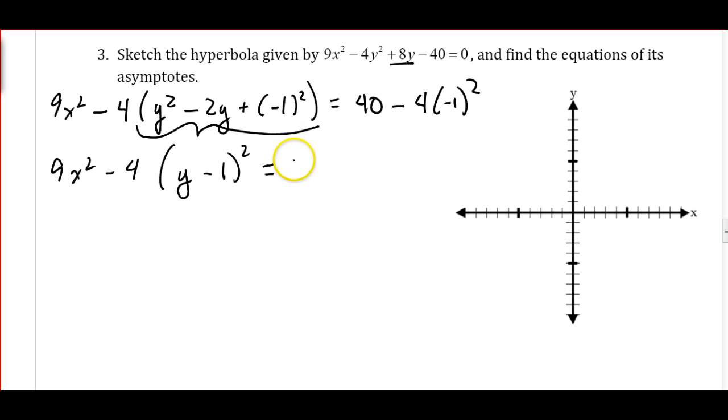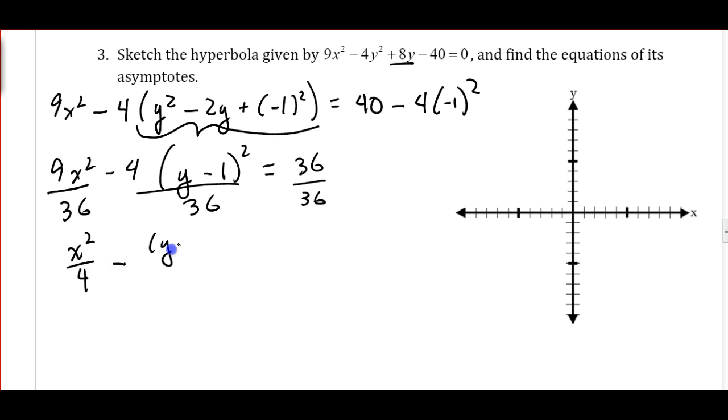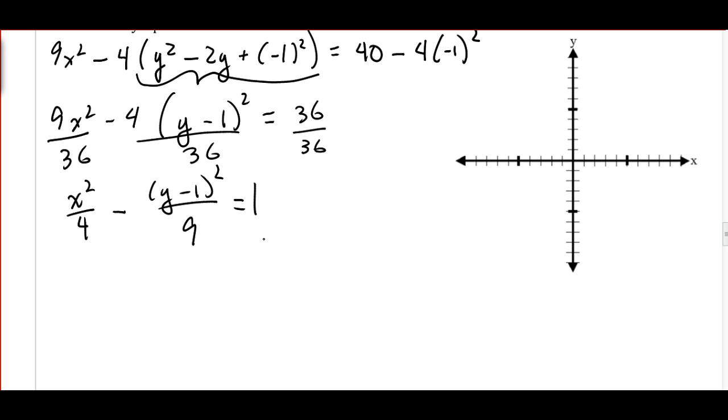Is equal to 36. We want it to equal 1, so we'll just divide both sides by 36. So I get x squared over 4 minus (y minus 1) squared over 9 is equal to 1. Horizontal or vertical, I see that my x squared is first, so that means it's horizontal.